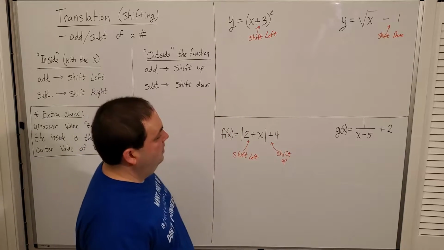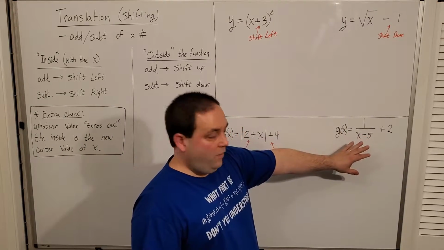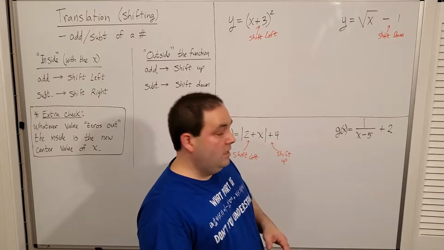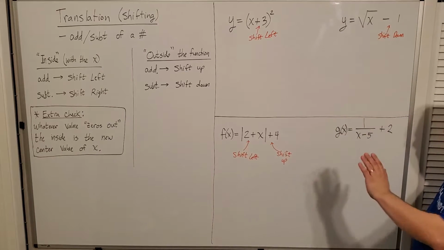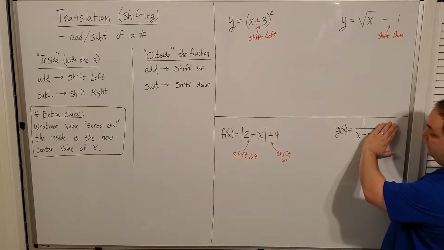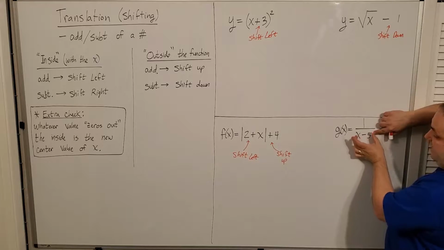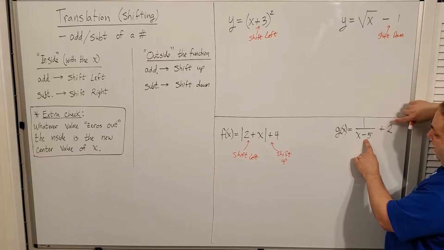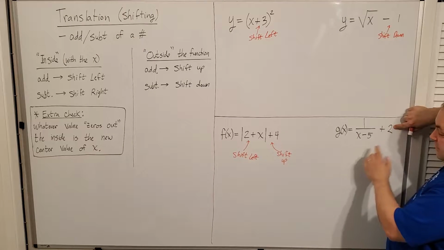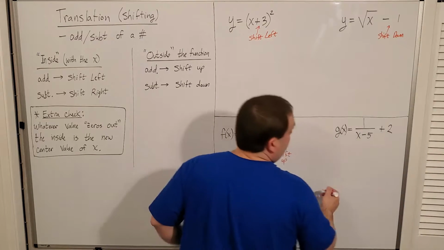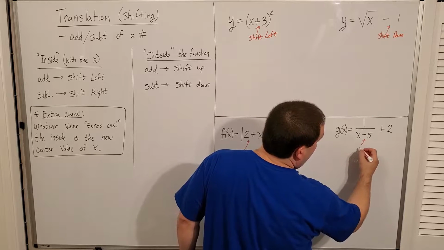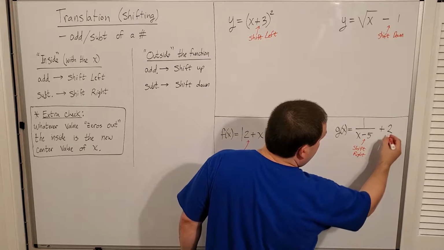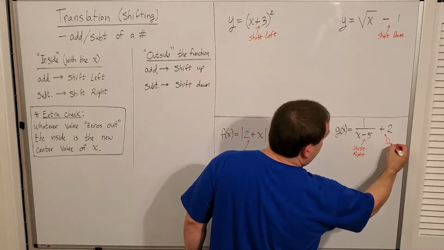Okay? And then over here I've got one of the rational functions, right? Where the inside and the outside have to do with the placement in the fraction itself. The original function was 1 over x, right? That's the original. The minus 5 is in the denominator with the x. So that's my horizontal change. And then the plus 2 is outside of the fraction. So there's inside, there's outside. This minus 5 right here is a shift to the right. And this plus 2 right here is a shift up.